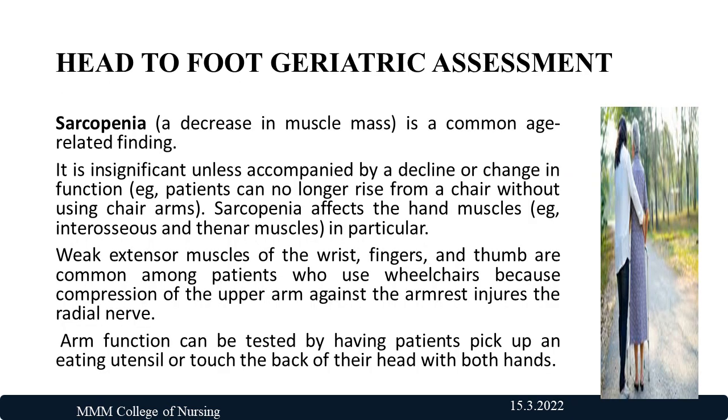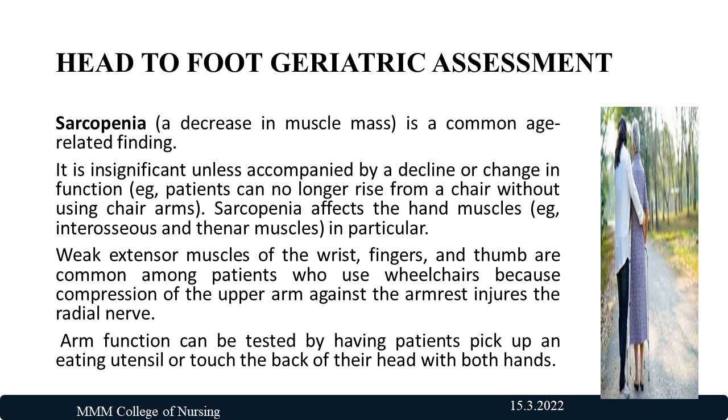Sarcopenia, what does sarcopenia mean? It is a decrease in muscle mass. It is a common age-related finding. It is insignificant unless accompanied by a decline or change in function. For example, the patient can no longer rise from a chair without using the chair arms.